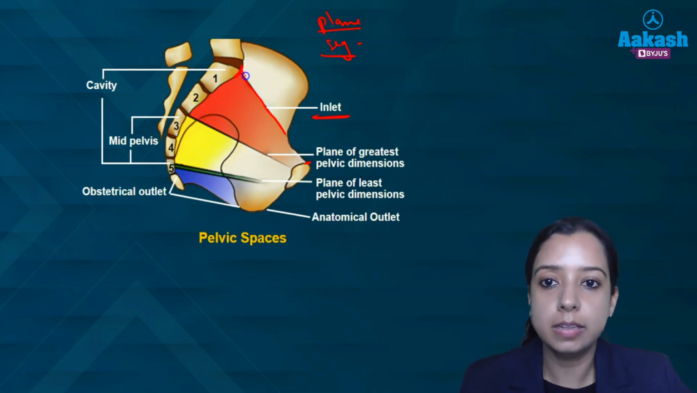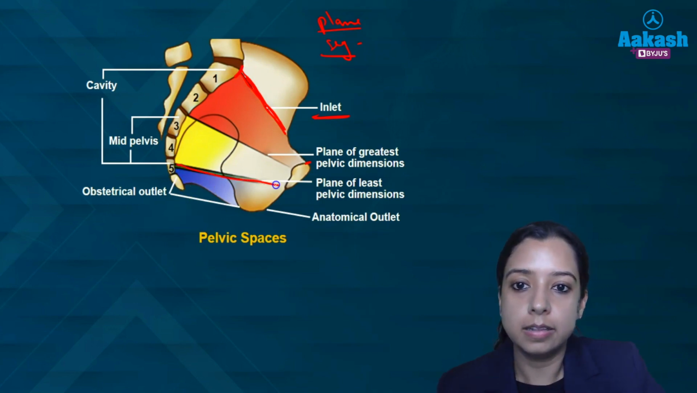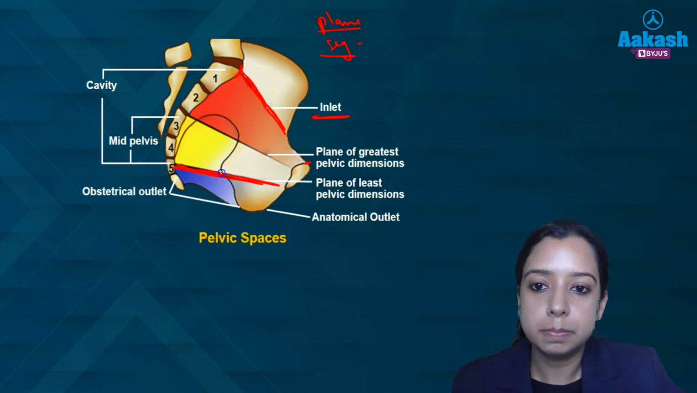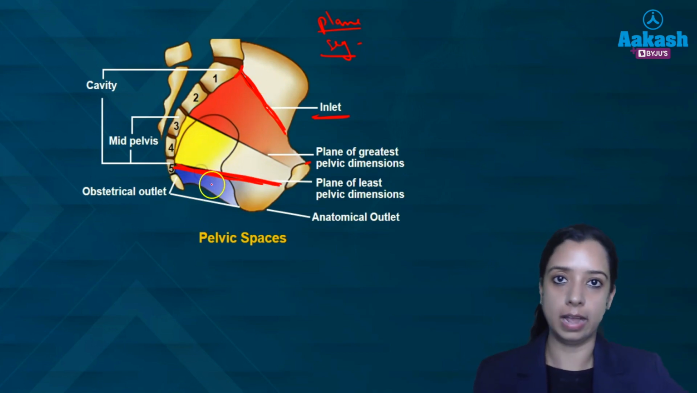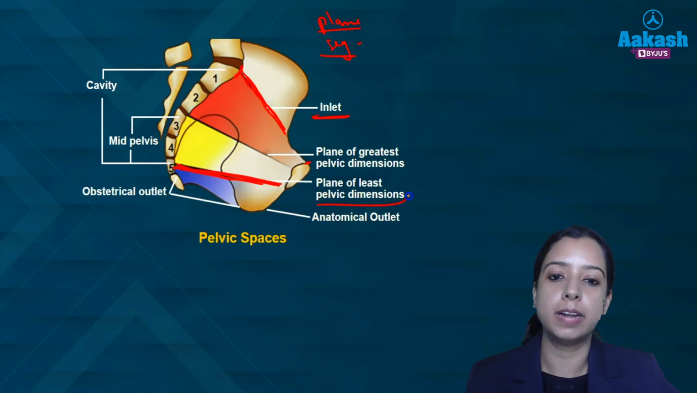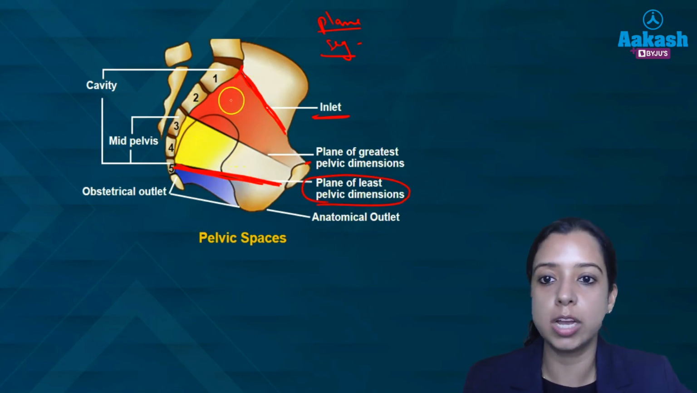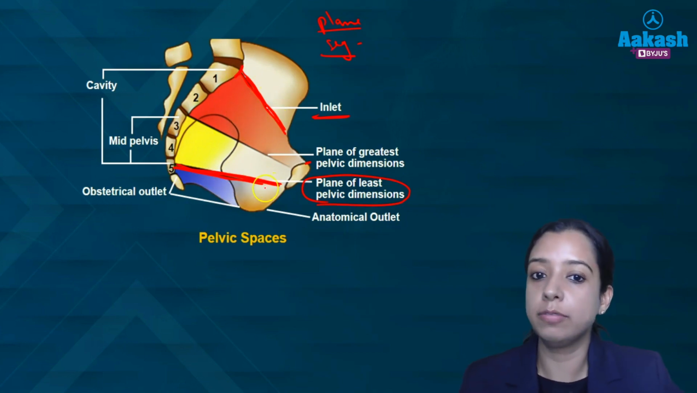It lies between this plane of inlet and this green plane. This large area is your cavity. This plane, which is forming the floor of the cavity, is the plane of least pelvic dimension. It is nothing but the floor of your cavity. So this huge area is the cavity. So above is the inlet plane, lower down is the plane of least pelvic dimension.